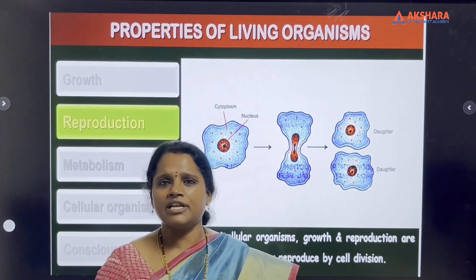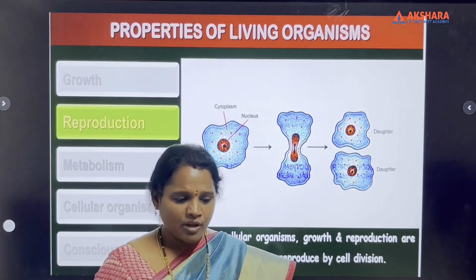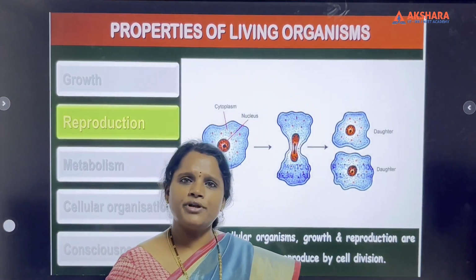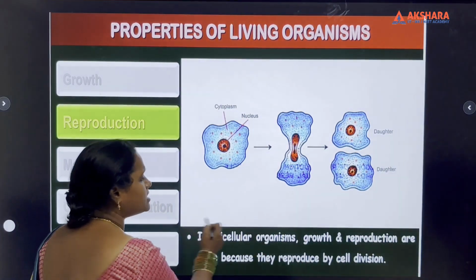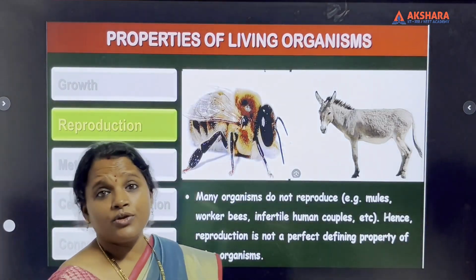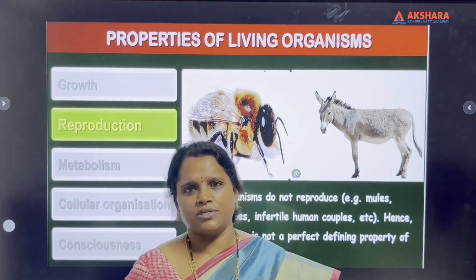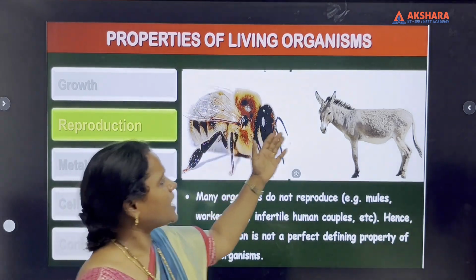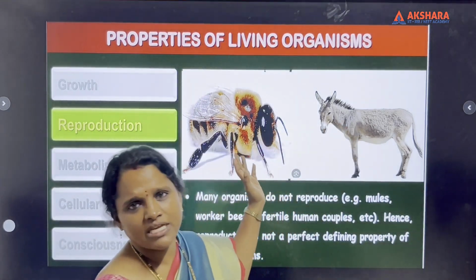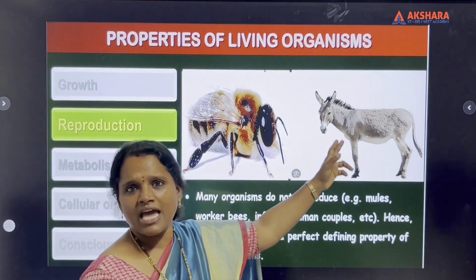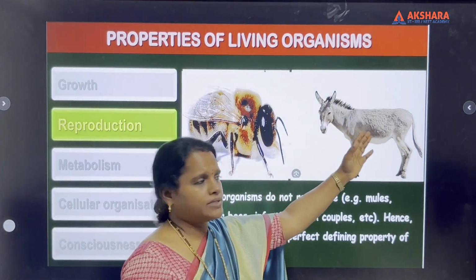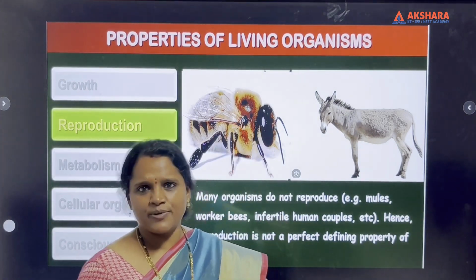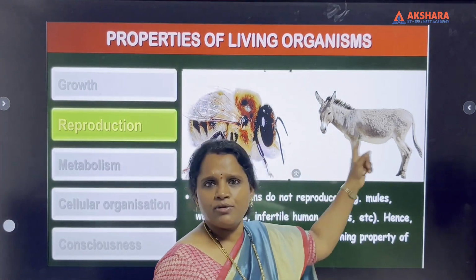All living forms reproduce and increase their number. But let me ask a question here. Do all living forms reproduce? The answer is no. Not all living forms reproduce. Examples are the honeybee and the mule. Are they living forms? Yes. Being living animals, the mules and honeybees are sterile. They do not reproduce.